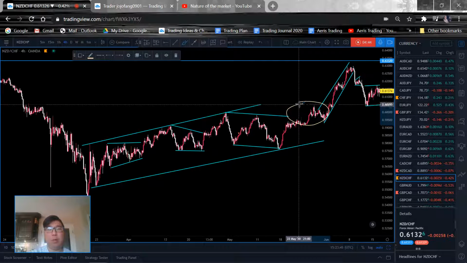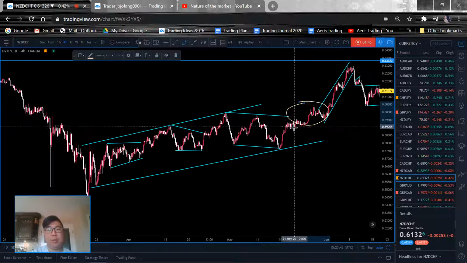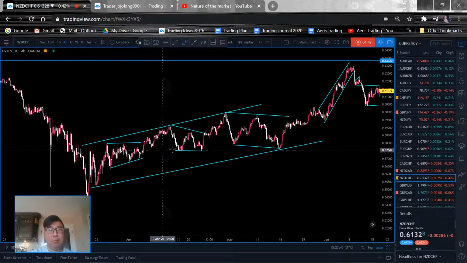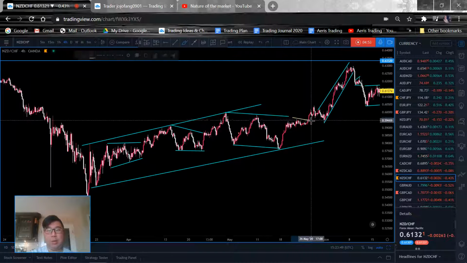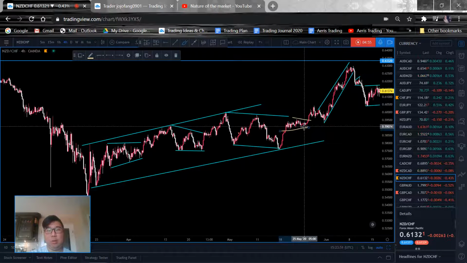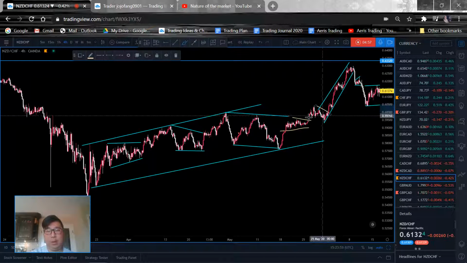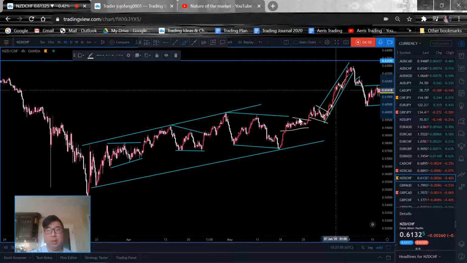Is it showing you a potential sell opportunity? To me, it's not, because we're looking at all these impulse, correction, impulse, right? You're looking at this as a potential another correction to push the price up, and we're seeing another correction to push the price up.